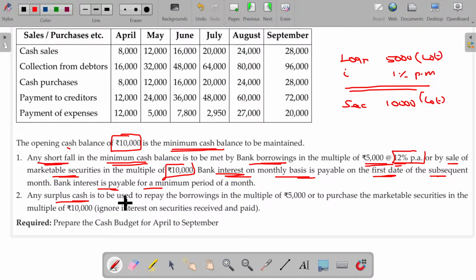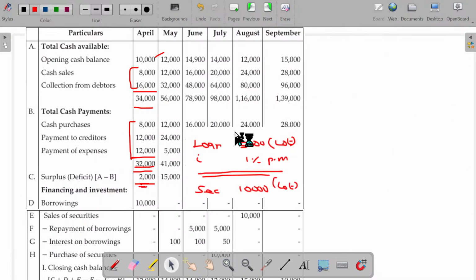Any surplus cash is to be used to repay the borrowings in the multiple of 5,000. If you have the surplus, first give the priority to settle the liability. If you want to repay the loan, the repayment will be in the lot of 5,000 rupees. Still, if you don't have the loan, then you can purchase the marketable securities in the multiple of 10,000, ignoring interest on securities. In case of loan, of course, you have to pay the interest at the rate of 1%. In the case of investment, you don't have any interest revenue. So this is the main point to be noted.